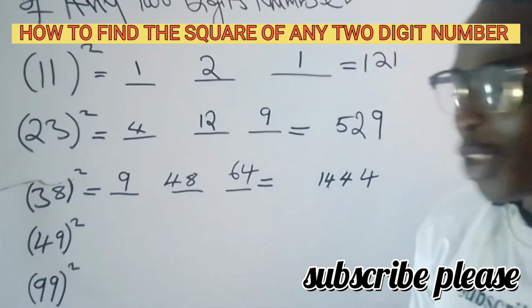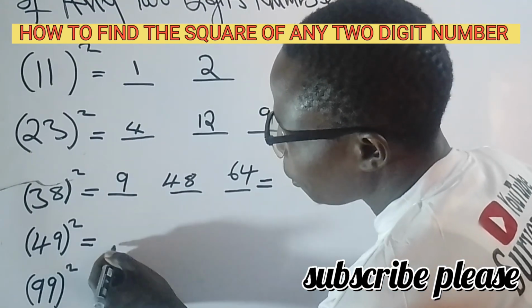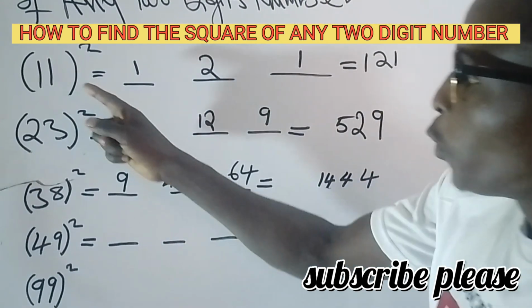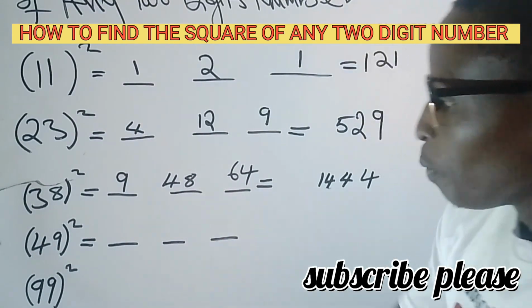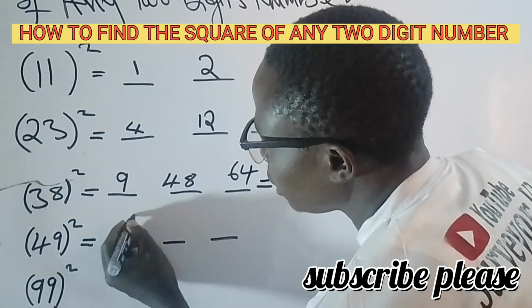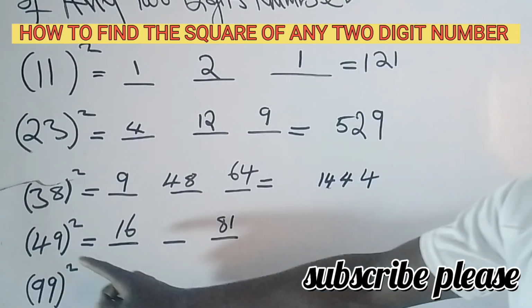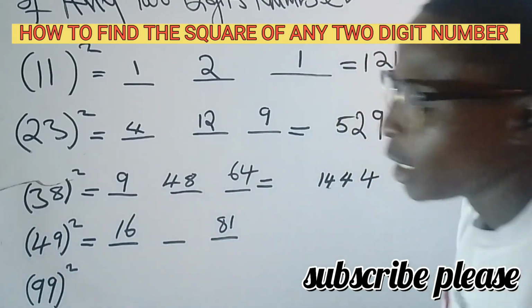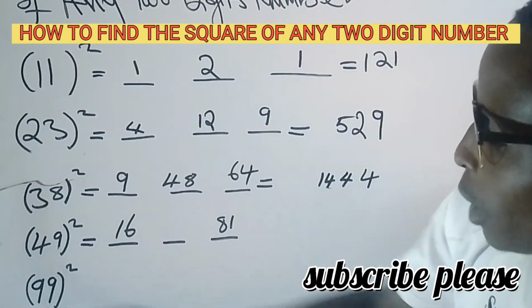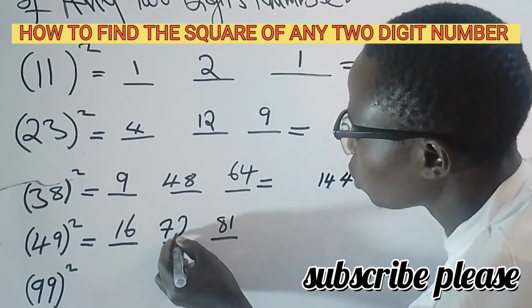Have you gotten this? Let's go to the fourth example. Just the way we did for the first, second, and third, we are now going to do it for the fourth, 49 squared. 4 squared is 16, of course. 9 squared is 81. The middle term is 4 times 9 times 2. 4 times 9 is 36, and 36 times 2 is 72.